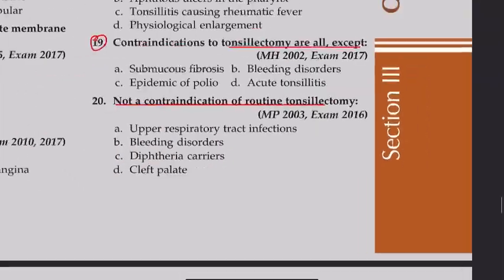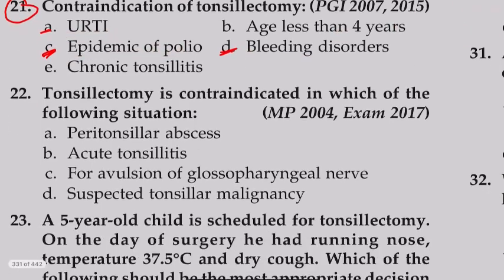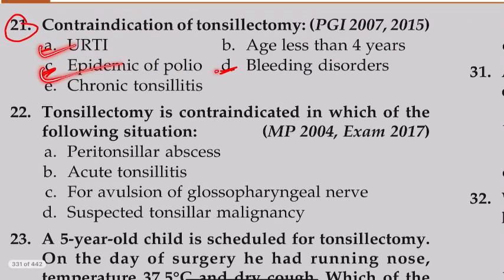Now moving to our next question, that is contraindication of tonsillectomy. URTI, yes. Epidemic of polio, yes. Age less than 4 years, no, it is less than 3 years. Bleeding disorder, yes, it is. Chronic tonsillitis, no, it is not contraindication. So A, C and D are the right answer.